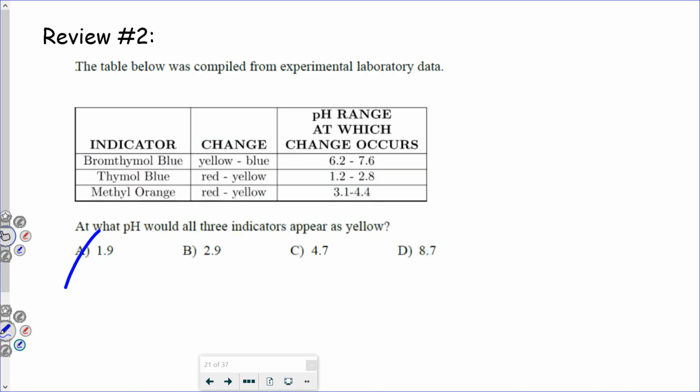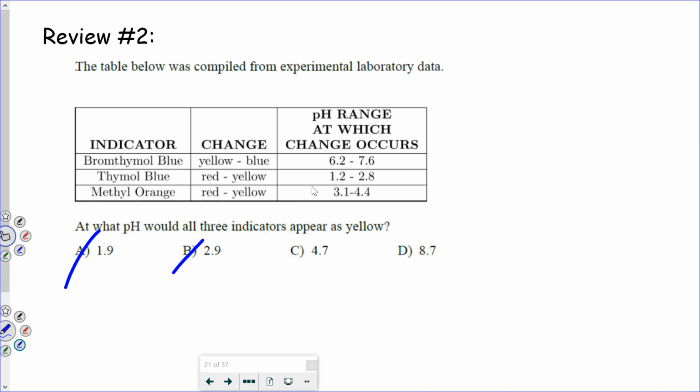All right, B, 2.9. 2.9 is less than the number on the left for bromthymol blue, so it's yellow in bromthymol blue. Let's check thymol blue. 2.9 is greater than 2.8, so it's got to be the color on the right, which is yellow. And then in methyl orange, it's less than 3.1, so it's red. So that's not going to work because I need them all to be yellow.